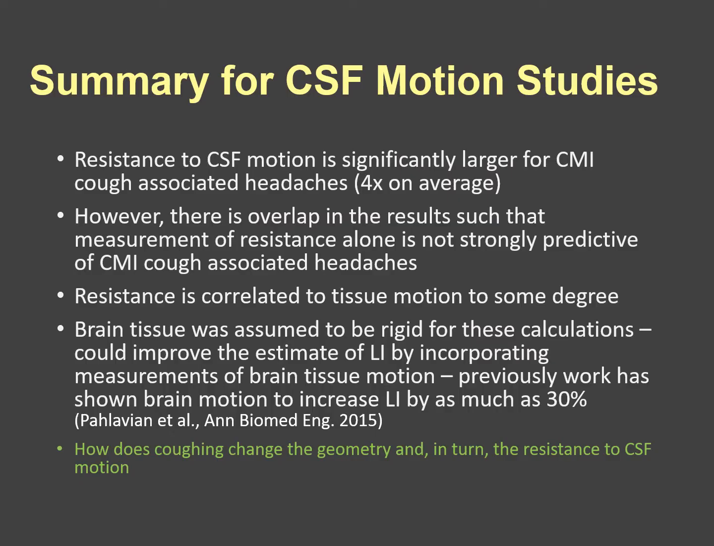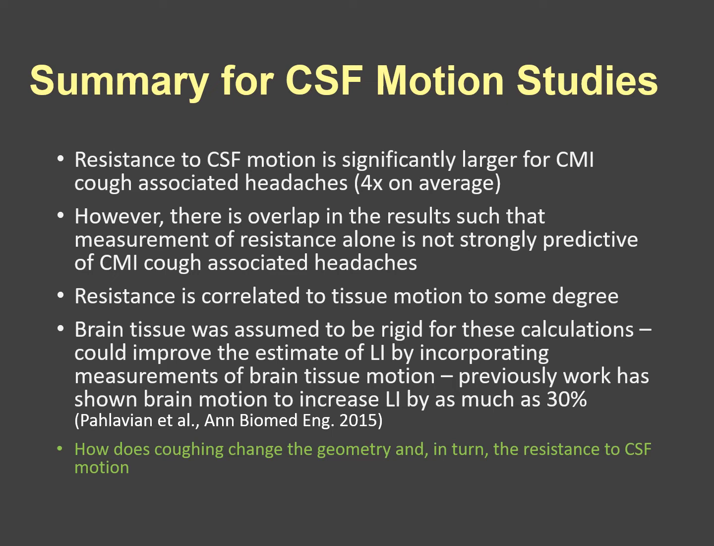To summarize the CSF motion studies, first off, resistance to CSF motion is significantly larger for CMI cases that have cough-associated headaches, about 4-fold on average. However, there is overlap in the results such that the measure of resistance alone is not strongly predictive of CMI cough-associated headaches, although it was predictive, just not strongly. In addition, resistance is correlated to tissue motion, at least to some degree.